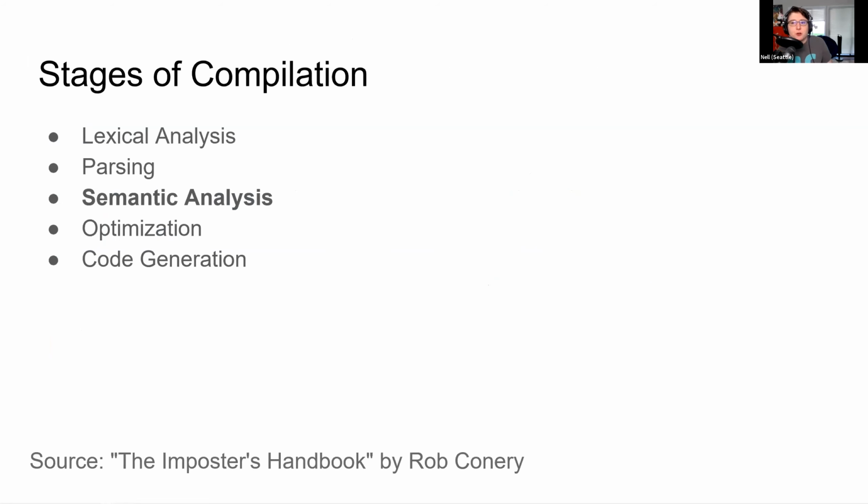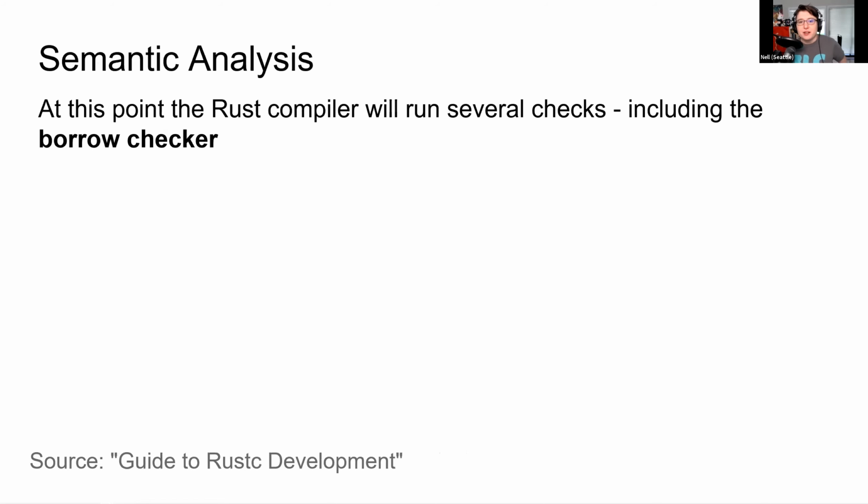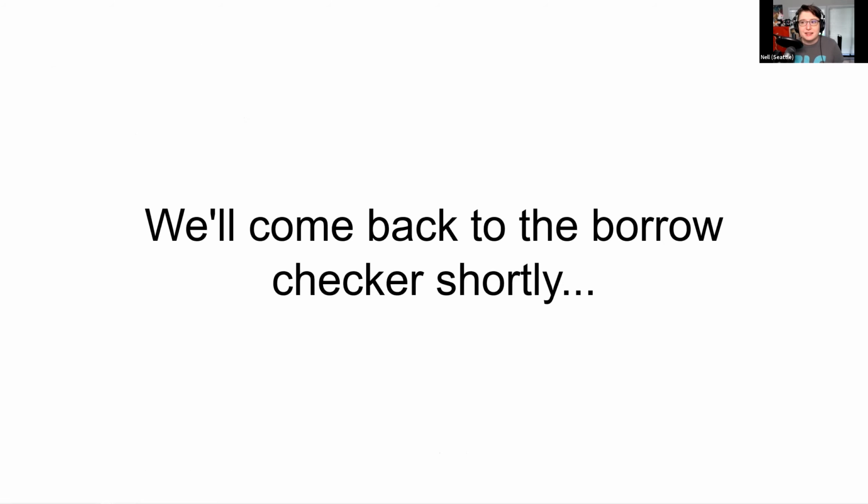And that brings us to the third stage. This is big in the Rust compiler: semantic analysis. This is where the compiler tries to figure out what the programmer is trying to do in a way the compiler can understand it and then translate it into machine code. And at this point, after it's lowered into the HIR and the MIR, at this point of semantic analysis, the compiler will run several checks, including the borrow checker. And we'll come back and take that deep dive into the borrow checker in just a few moments.